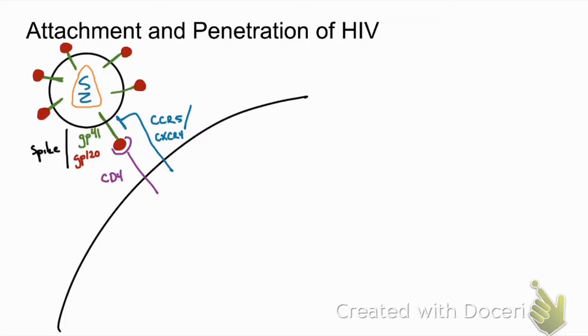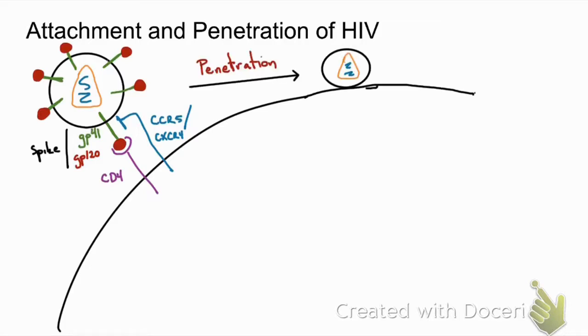Upon binding of the spike protein to CD4 and the co-receptor, the viral particle will begin penetration. In penetration, the viral particle is brought close to the membrane of the host cell, and then we find a fusion event in which the 2 membranes fuse together. This releases the viral capsid into the cytoplasm.